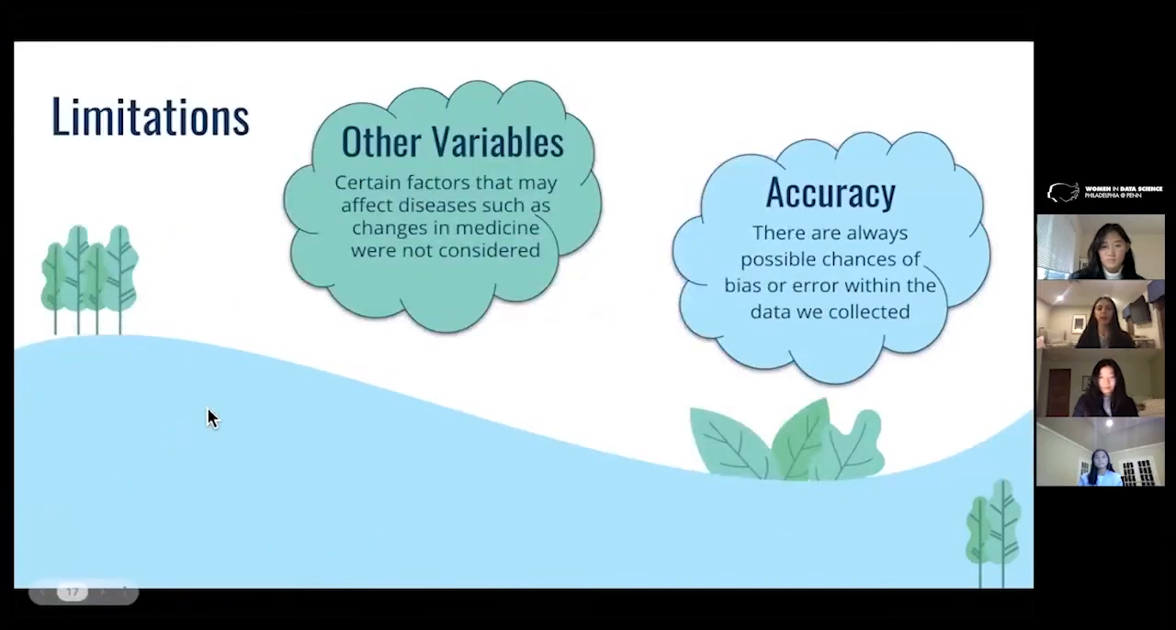Finally, as in any analysis or study, there's always the likelihood of bias or error, posing limitations to our work. For instance, we did not consider advances in medicine or changes in some important trends, or the accuracy of our collected data could be incorrect. This might have slightly altered our analysis and conclusions.